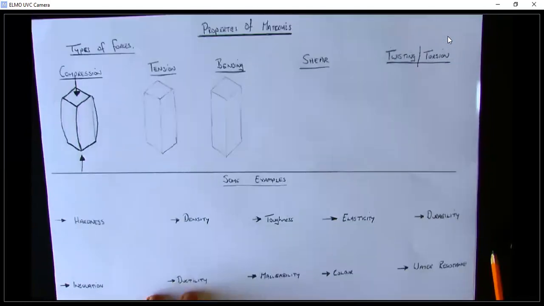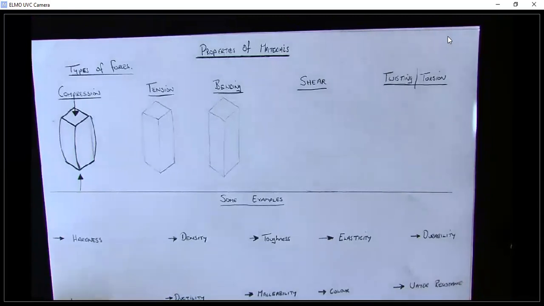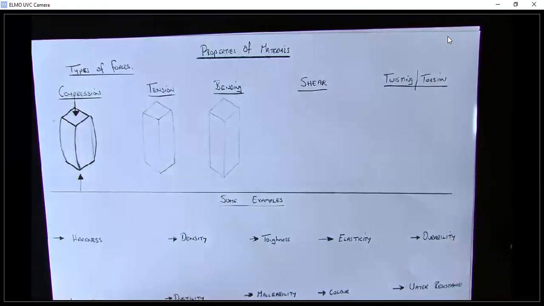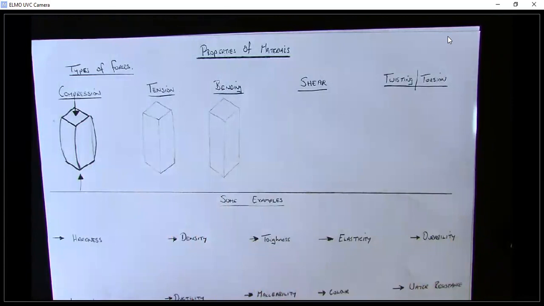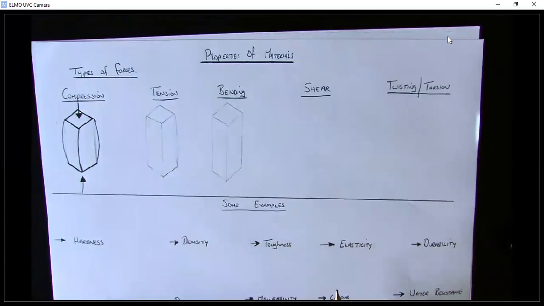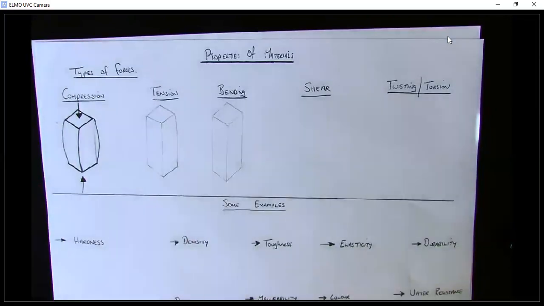So this video, lads, is going to be a little bit shorter because there's not as much information in it. As well as having a look at types of forces, we're going to use this video just to develop our sketching a little bit. The first force that we're going to be looking at is compression. I have that one sketched out.